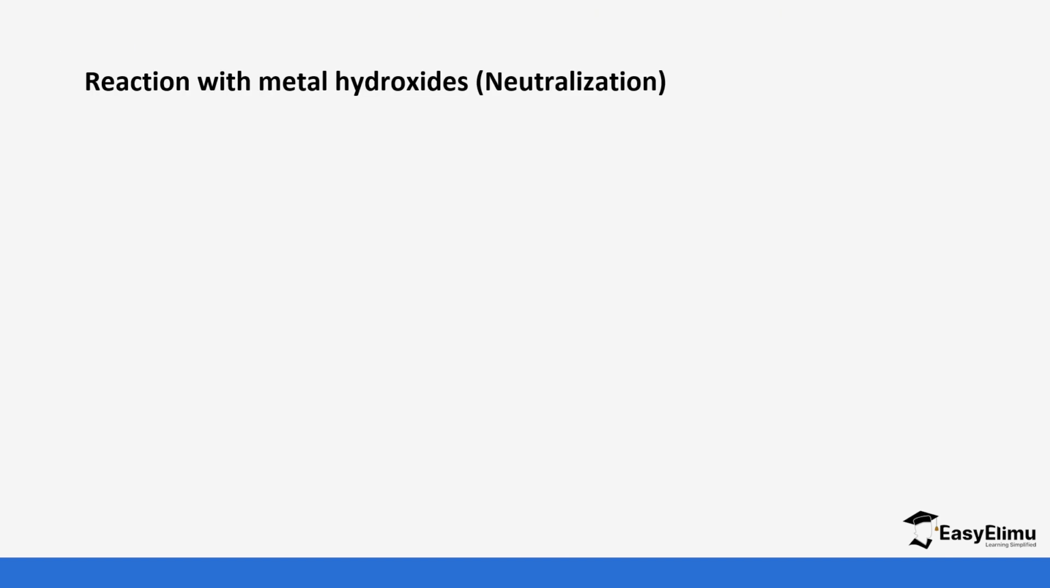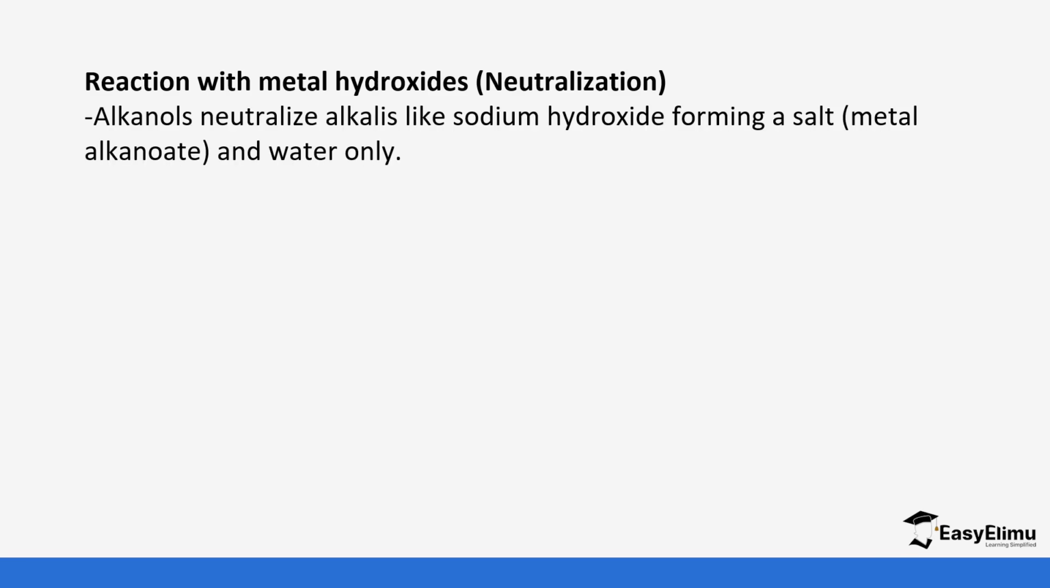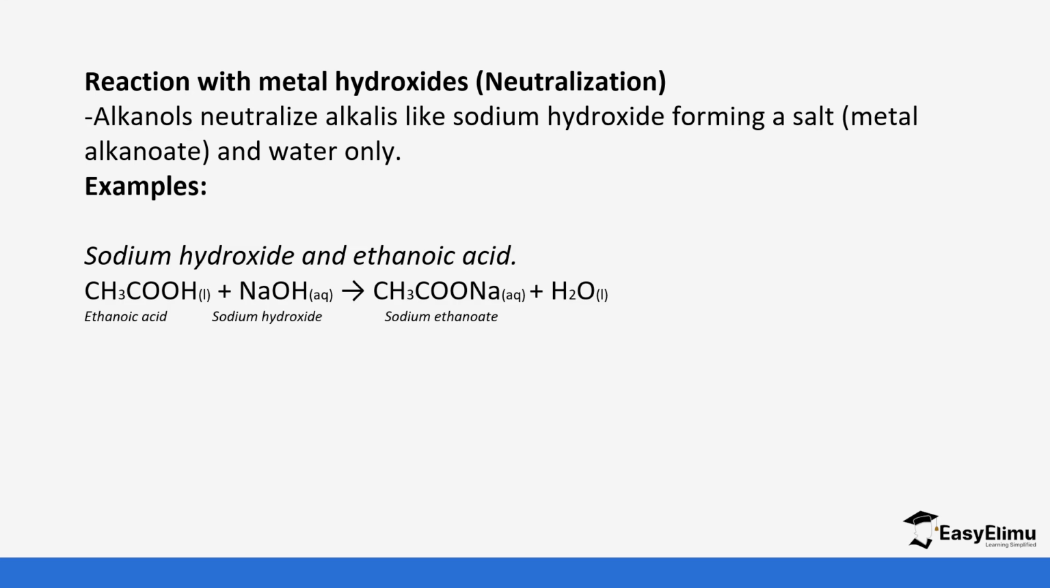Also, alkanoic acids react with metal hydroxides like a normal acid to form salt and water, which is a neutralization reaction. So alkanoic acids neutralize alkalis like sodium hydroxide and form a salt and water only. For example, if you react sodium hydroxide with ethanoic acid, remember again, there is that displacement that happens. Sodium displaces hydrogen in the acid to form sodium ethanoate, note the name, and water is given off.